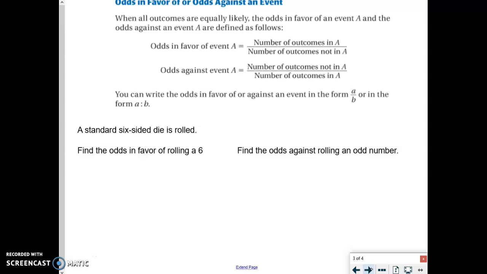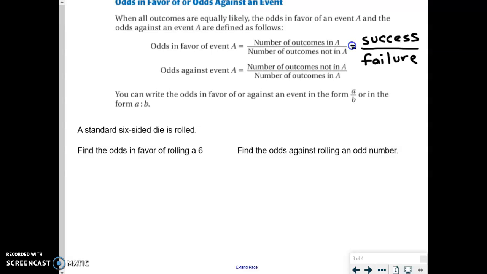So again, I would simply say that that would be success over failure. And its counterpart, odds against, just flips that. It's the number of failures over the number of successes.